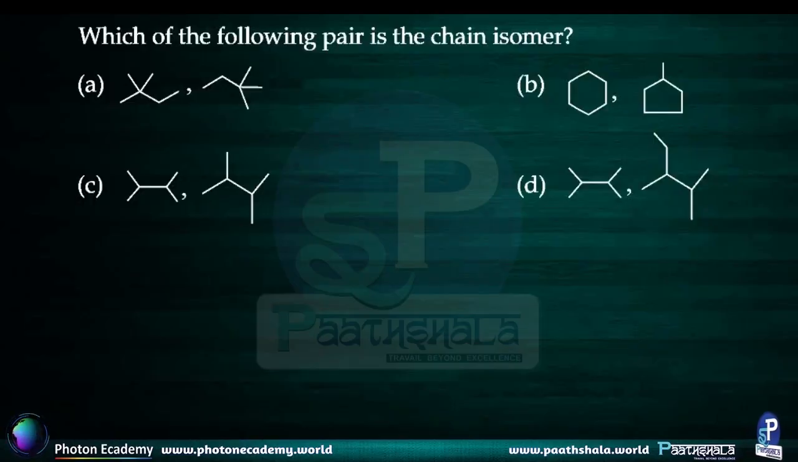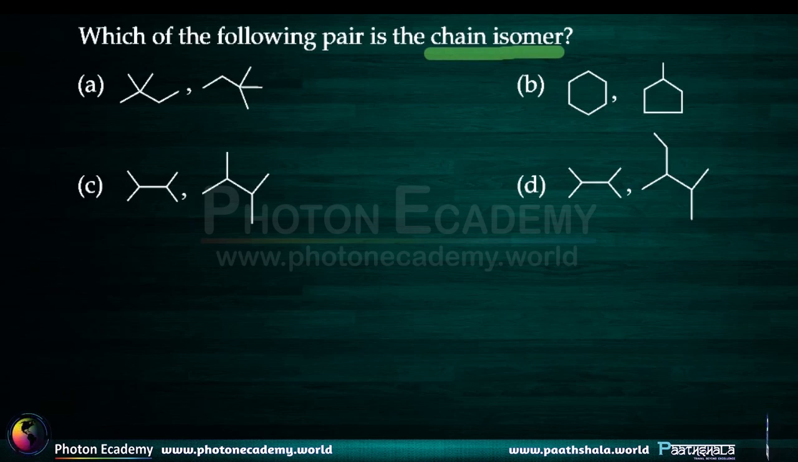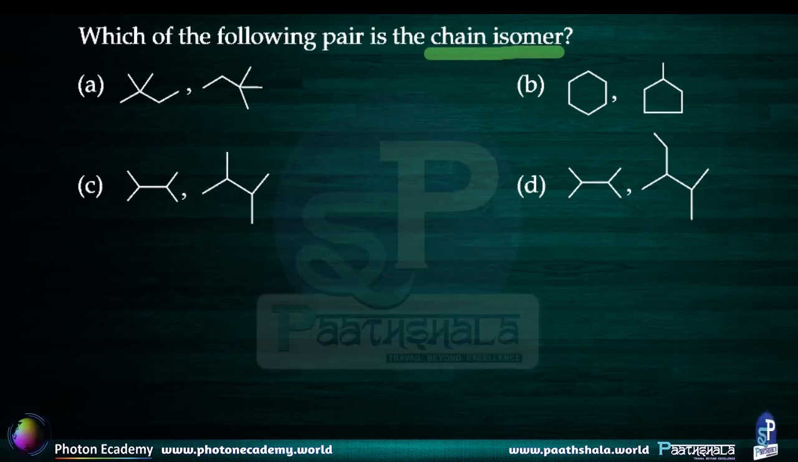Here we have been asked to find which of the following pair of organic compounds are going to be chain isomers. The concept says that when two organic compounds are chain isomers, they will have the same molecular formula, but they are going to have a different arrangement of the carbon atoms in the chain. To solve this question, we will have to analyze each of the four pairs that have been given to us.